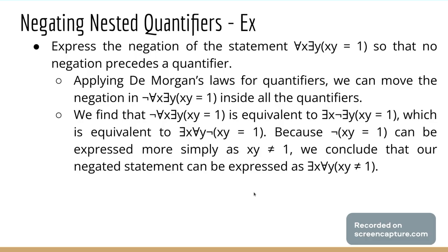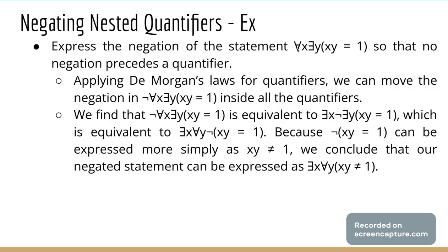Okay, now negating nested quantifiers. Wherever negation comes in, we use the rules of De Morgan's law. So wherever you see for all, it will become there exists. Wherever you see there exists, it will become for all. And if you see other logical operators like or and and, it will become the opposite. Equal to will become not equal to, and will become or, etc.